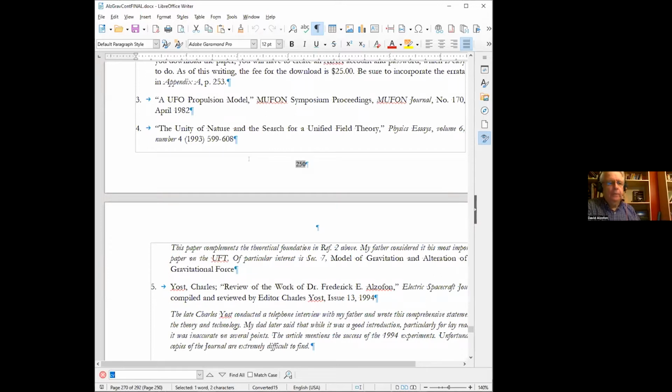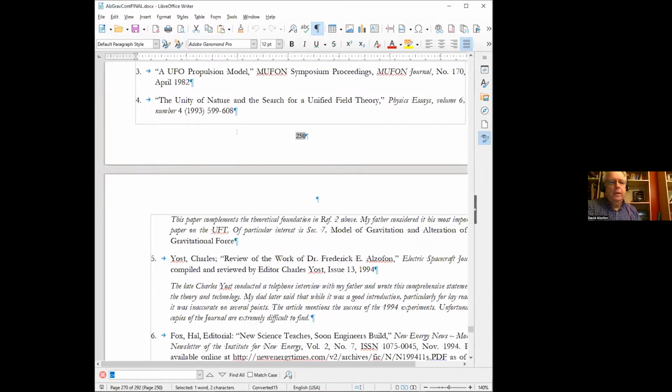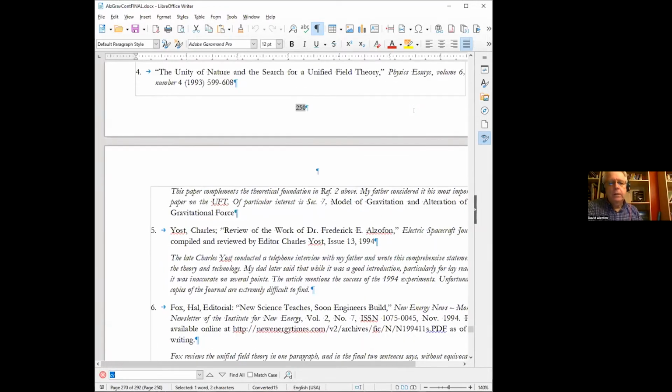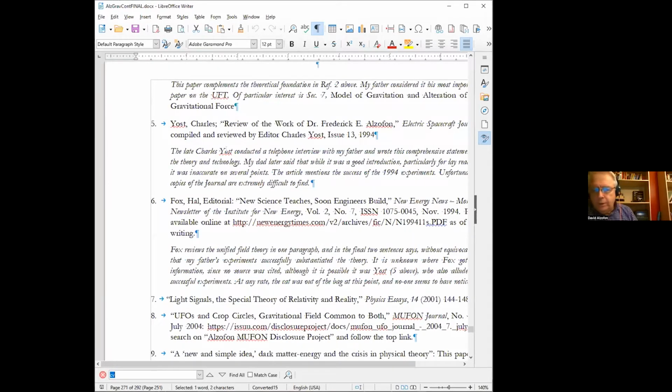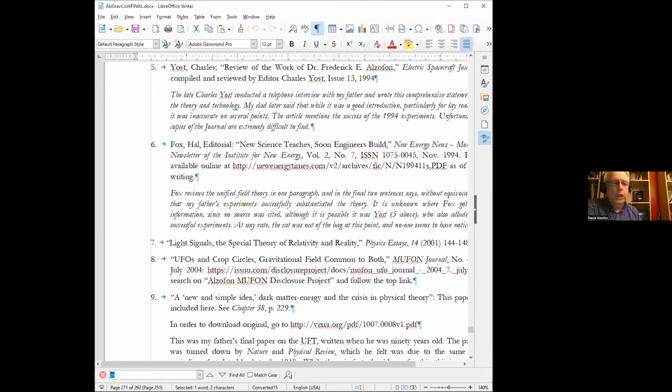with their copyright. So here is the first paper from the MUFON journal, the UFO propulsion model. And then comes, well, these are scientific papers. They were published in Physics Essays. That's the first of them. That was the Unified Field Theory paper. This is a Charles Yost interview. Charles Yost, the late Charles Yost, was the publisher of the Electric Spacecraft Journal. And he did a review of Fred's work at the time.